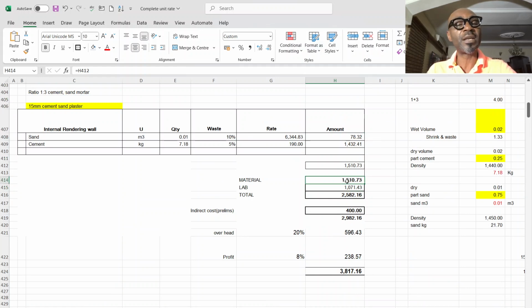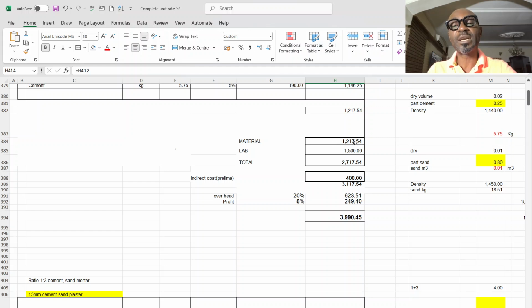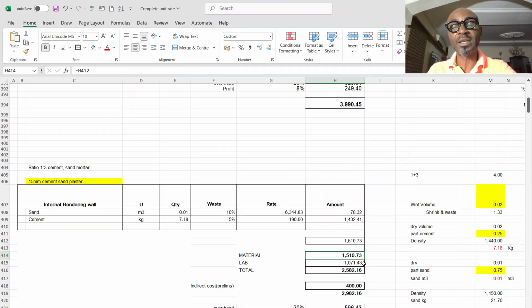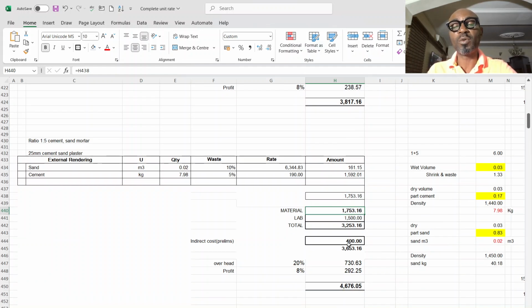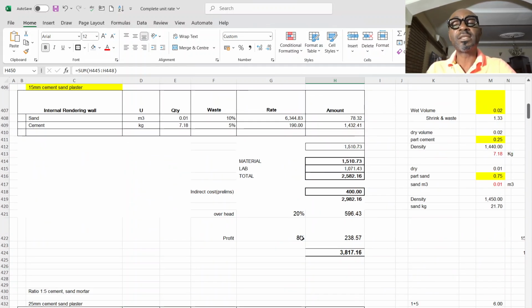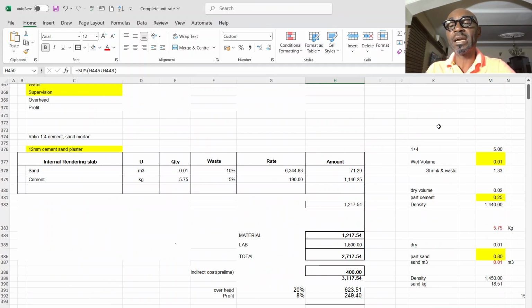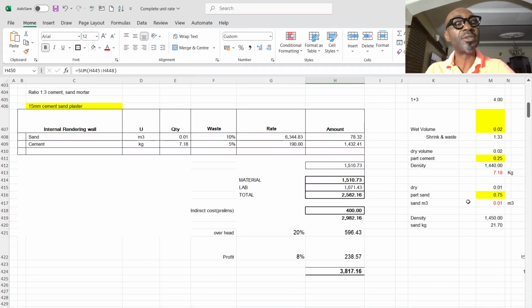But in terms of material, you can see that material cost is higher. I have a 1,217, while here I have a 1,510. Then here I have a 1,700. So the material cost, the difference is in the labor. Here I have a 4,000, I have a 4,600 and 676. So the explanation I did of how I arrive at my cement and sand also applies to the two.